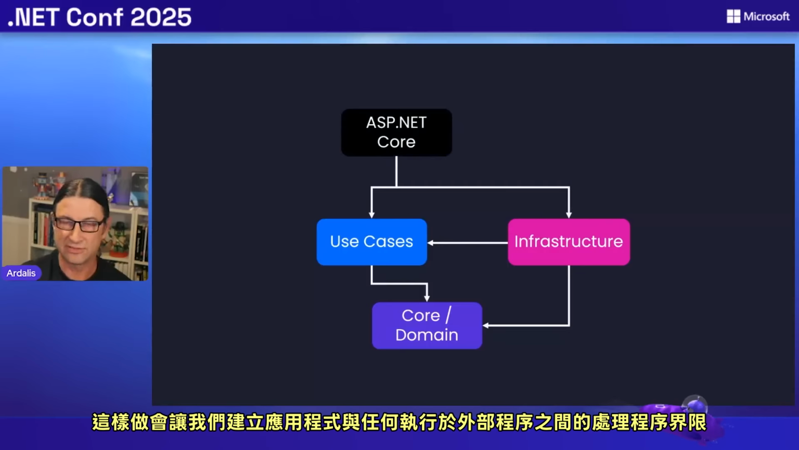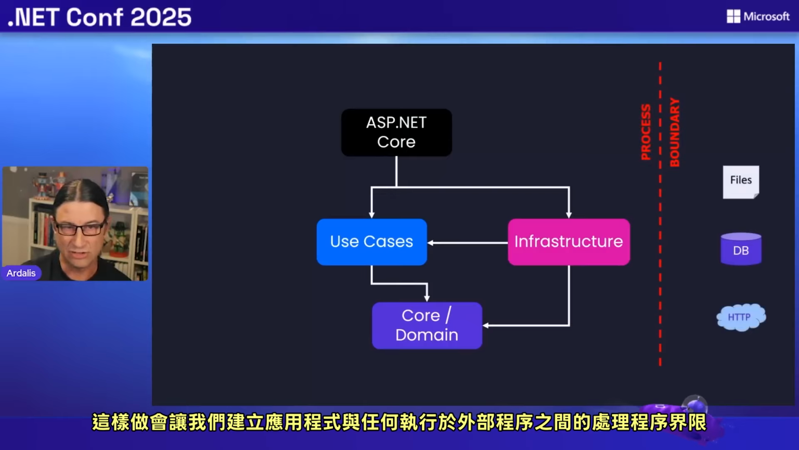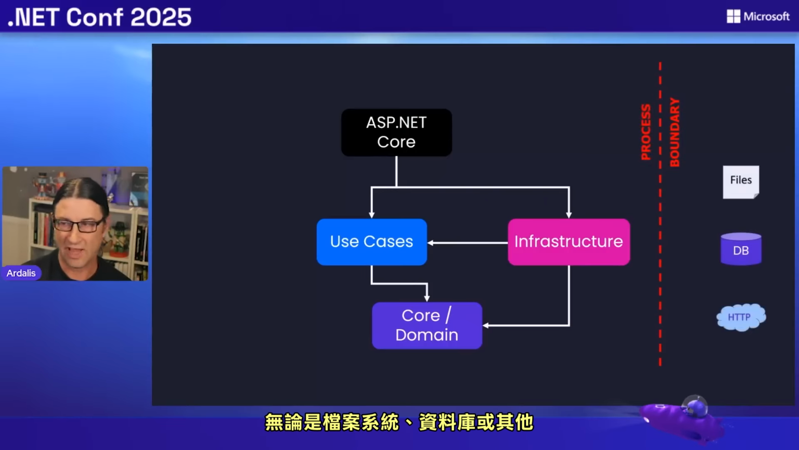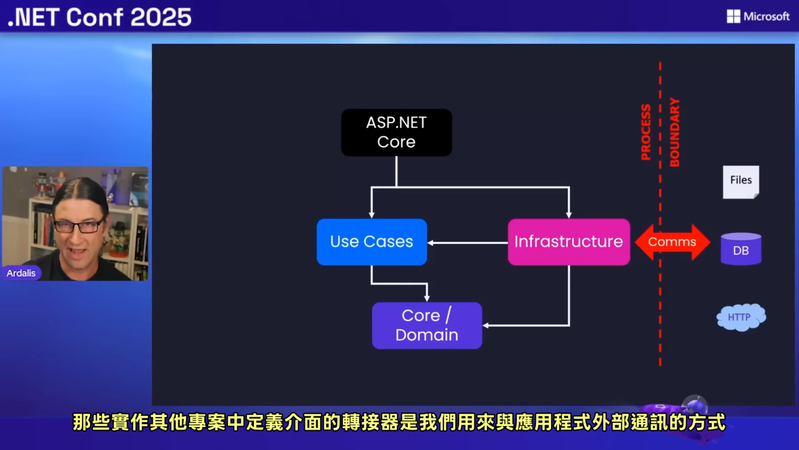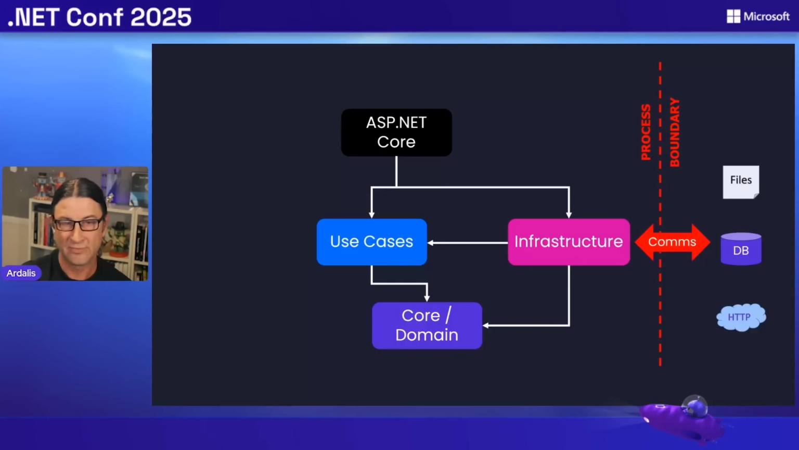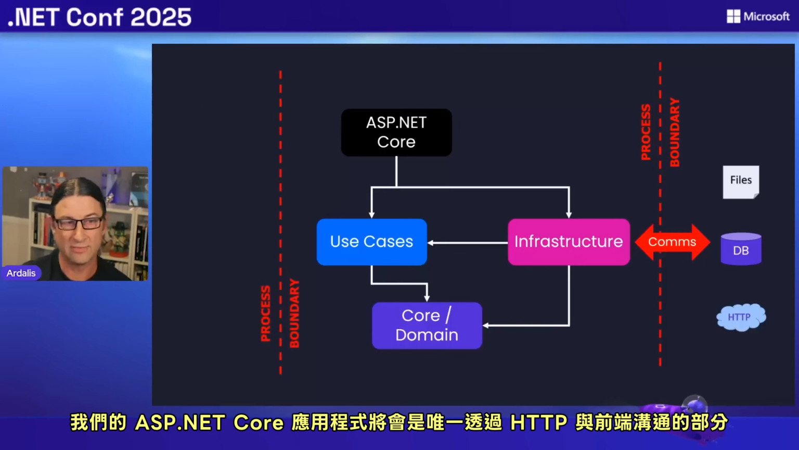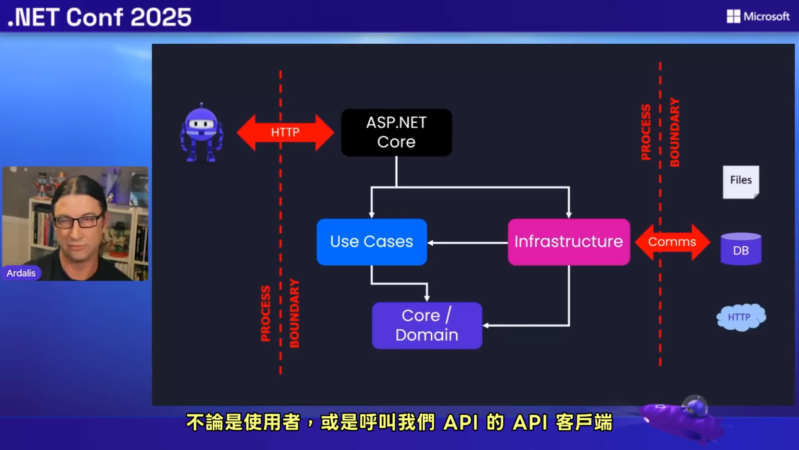And what that's going to do is it's going to make it so we can have this process boundary between our application and anything that's out of process, the file system, database, whatever. And the only thing that knows how to talk to those things or is allowed to talk to those out of process concerns is the infrastructure project. Those adapters that implement interfaces defined in the other projects are the way that we're going to communicate outside of our application. And on the other side, our ASP.NET Core app is going to be the only thing that talks over HTTP to the front end, right? To the user, to an API client that's hitting our APIs, whatever it might be.